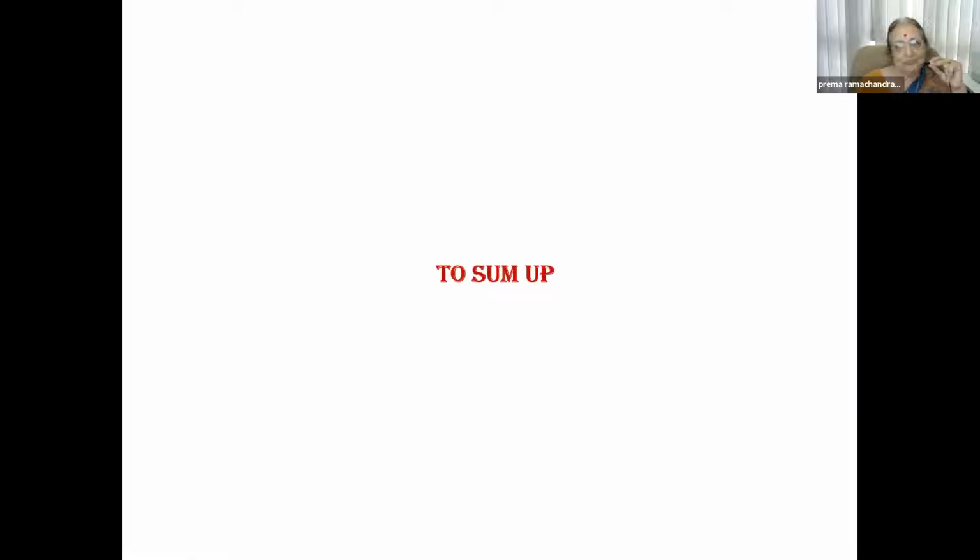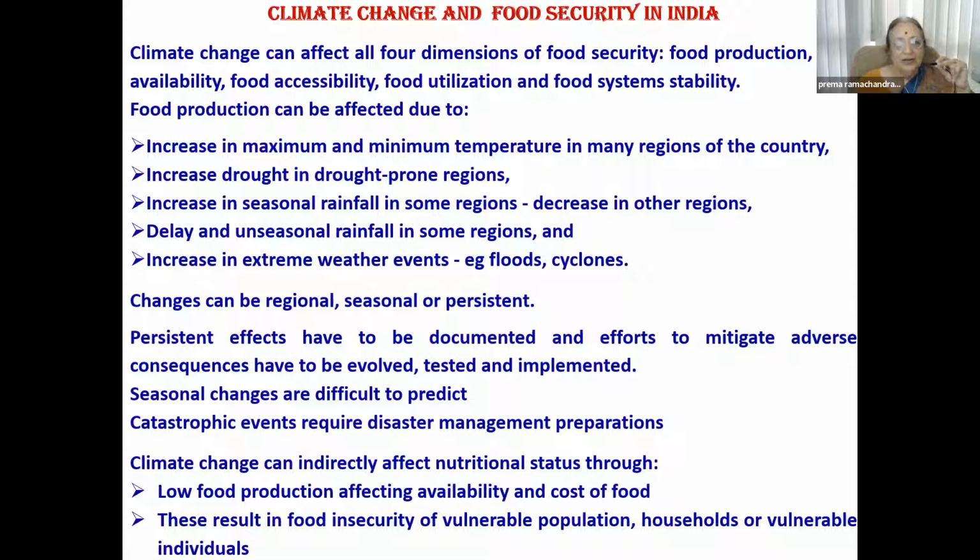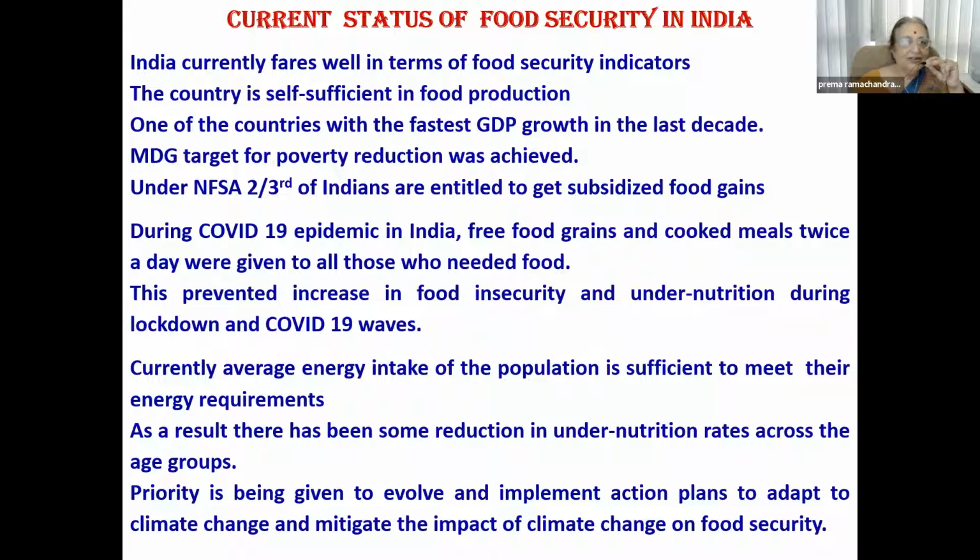To sum up, currently India fares well at the national level as food secure. The country is self-sufficient in food production. It's one of the countries with the fastest GDP growth. When the world is going on negative growth, 3% growth is commendable. The MDG target for poverty reduction was achieved, and even now we think we can cope with SDG targets. Our major asset, NFSA, covers two-thirds of Indians to get subsidized food grains. And the COVID epidemic has taught us that we can really make use of the NFSA to prevent chronic undernutrition from increasing.